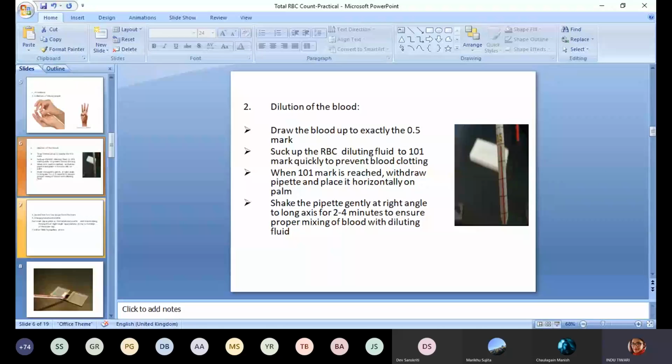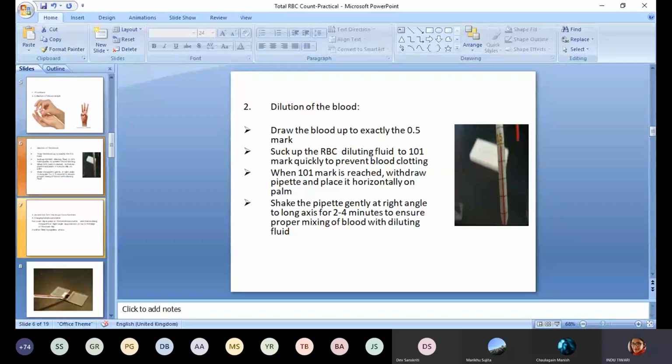So once you draw the blood up to the 0.5 mark, because we are using fresh blood here, you should always keep in mind that it can coagulate quite quickly. So you have to be a little bit quick in your steps so as to prevent the clotting of the blood inside the pipette. Once the blood has been adjusted up to the 0.5 mark, you have to suck up the RBC diluting fluid up to the 101 mark. That's to prevent the blood from clotting.